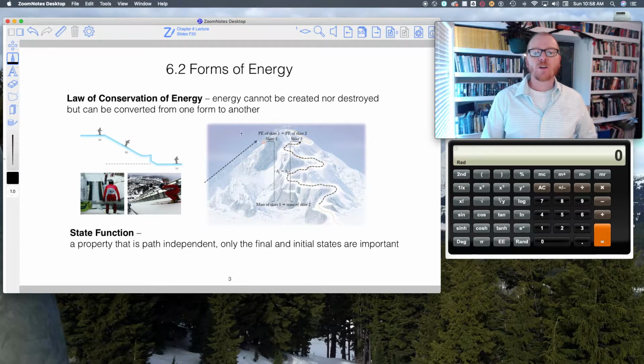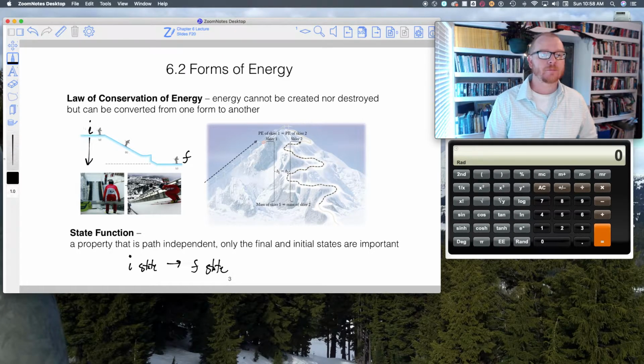Also, there's another important topic to discuss on this notion of going from the initial state to the final state, something like this, initial and final.